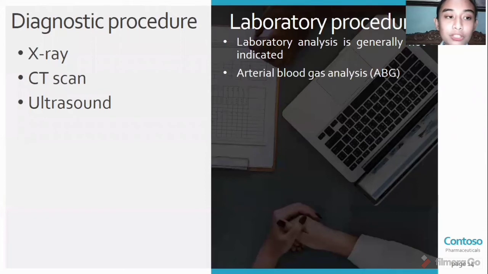Diagnostic procedures: X-ray, CT scan, and ultrasound are under imaging studies. And the laboratory procedures: laboratory analysis is generally not indicated. Arterial blood gas analysis determines if the lung produces oxygen and expels carbon dioxide.